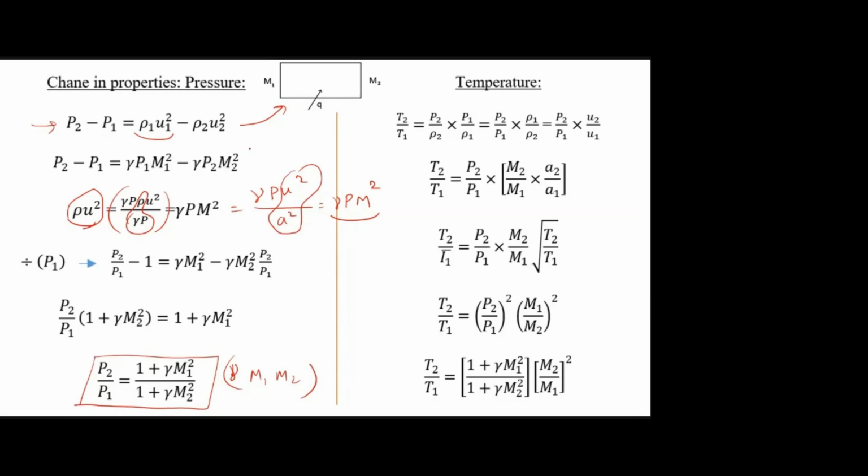Yes, sir. Okay, so substitute, then rearrange, normal simplification only. Finally, you will get this p2 by p1 in terms of m1 square, m2 square. In between steps, I'm just skipping it. Normal simplification only. So instead of rho 1 u1, I'm taking gamma p1 m1 square. Then rearrange, take p one side. In that normal simplification, you'll get this term. This is clear, right?